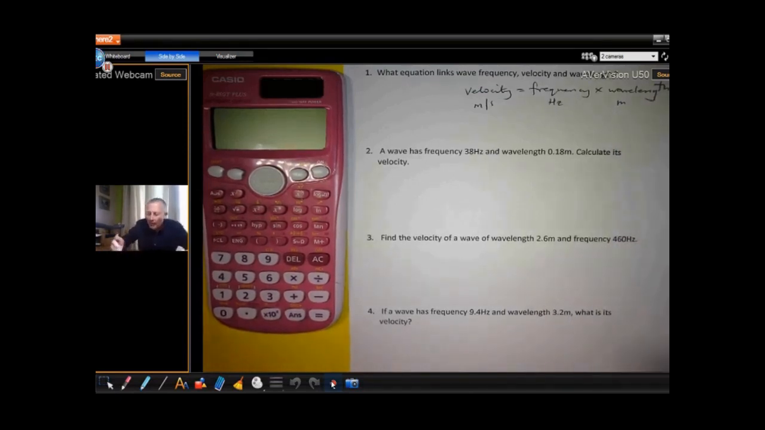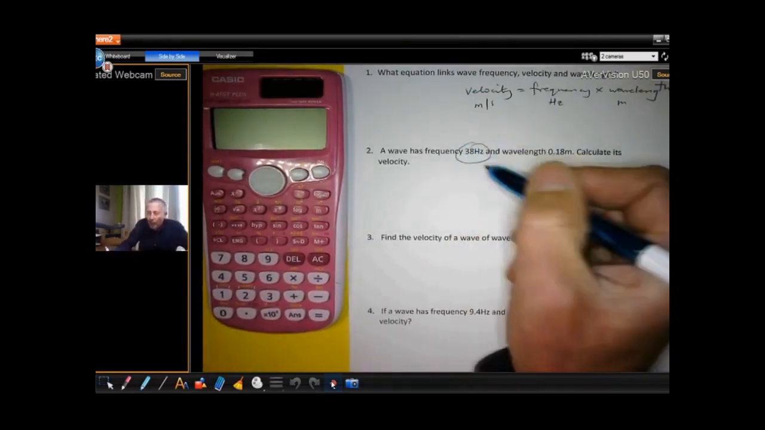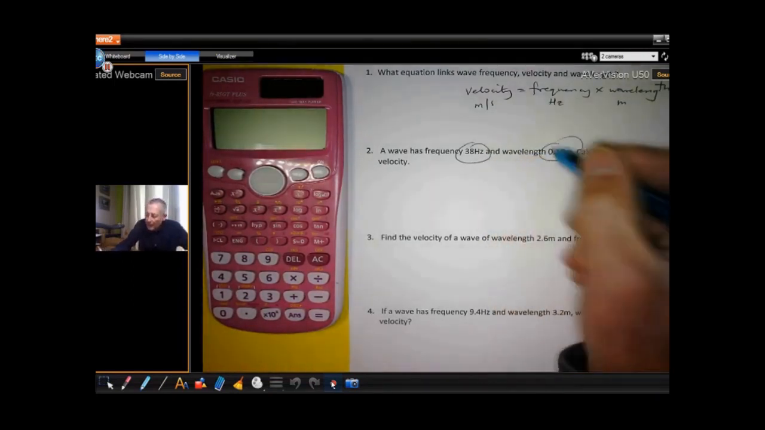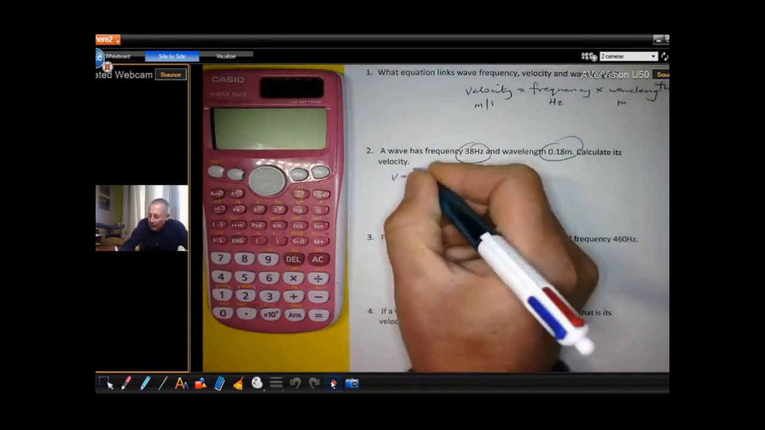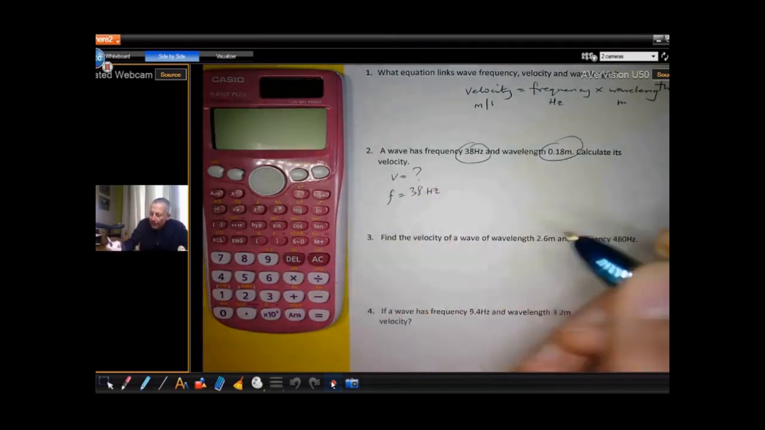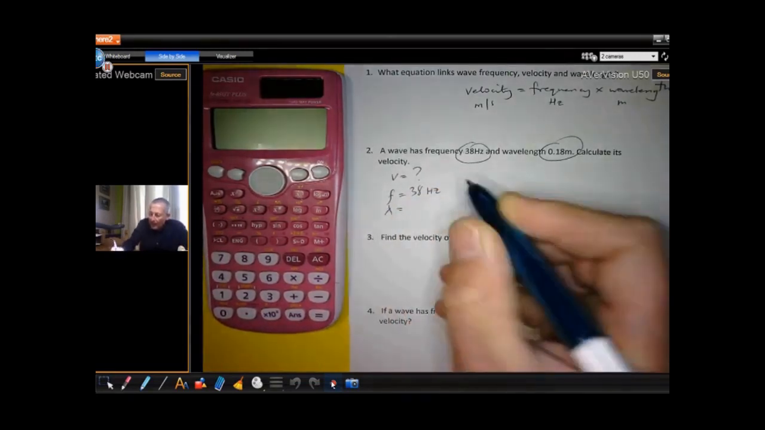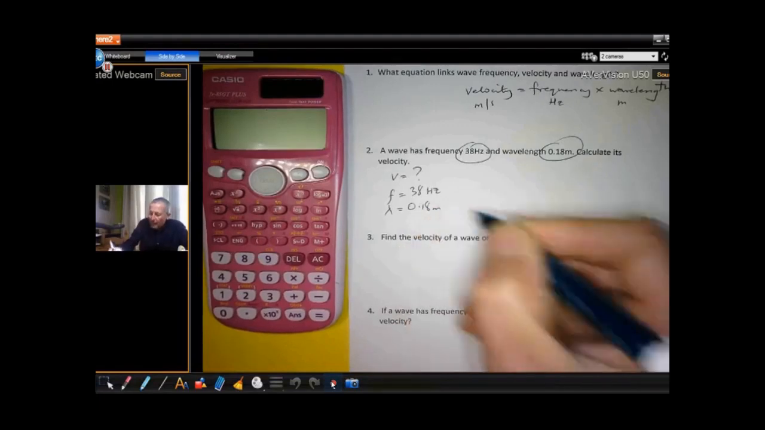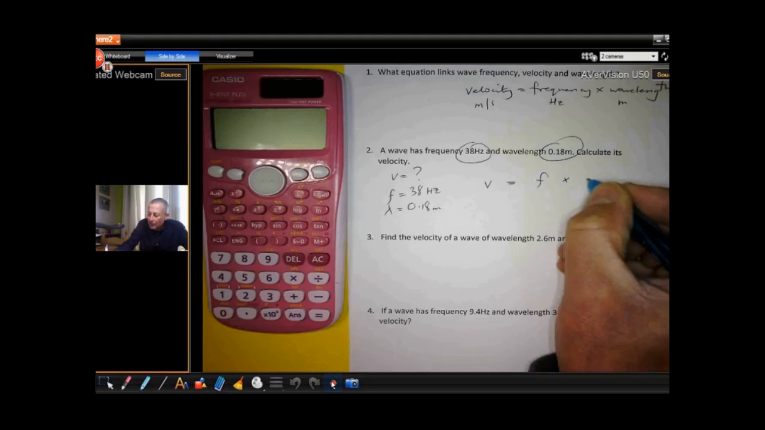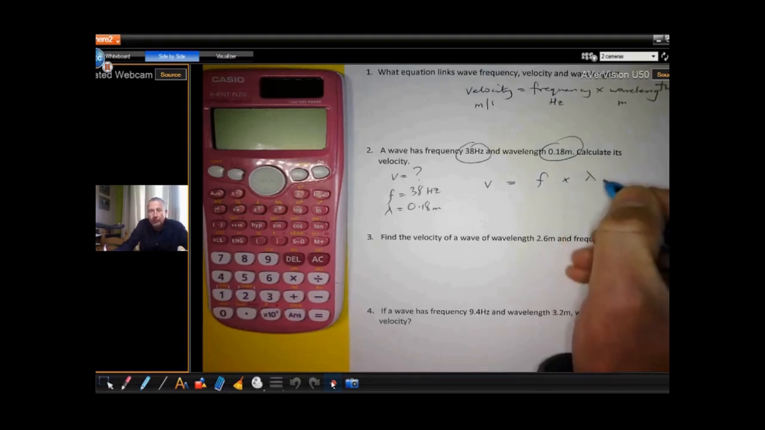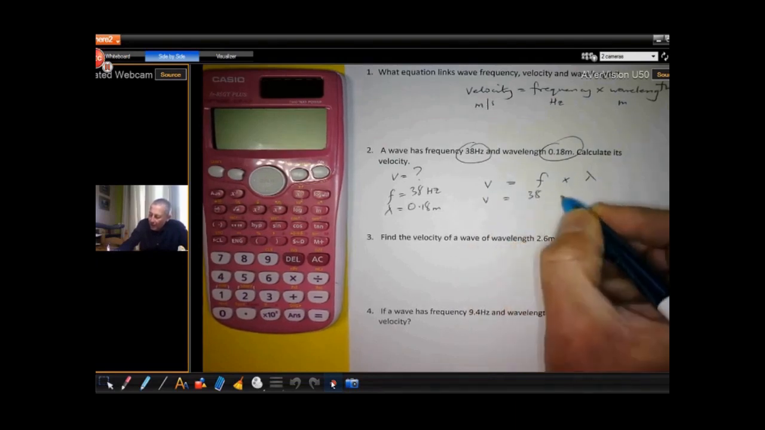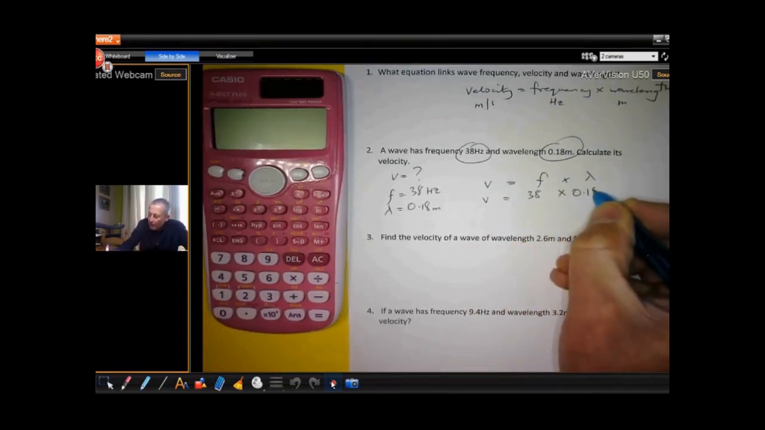So question 2. A wave has got a frequency of 38 hertz, a wavelength of 0.18 meters. Calculate the velocity. So we don't know the velocity. We know the frequency is 38 hertz, and we know that the wavelength lambda is 0.18 meters. Velocity equals frequency times wavelength. So velocity is 38 times 0.18.